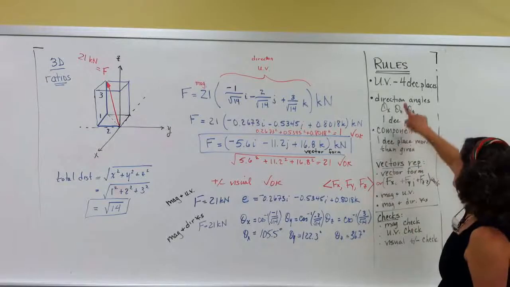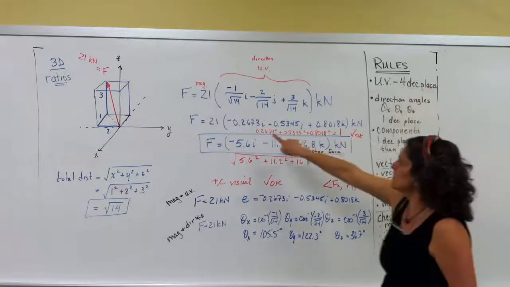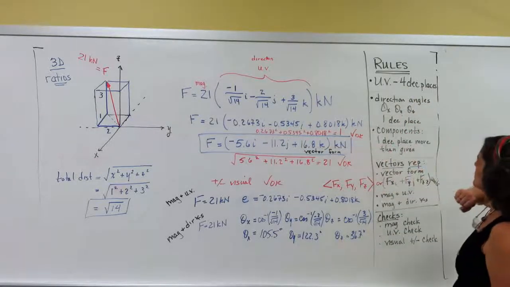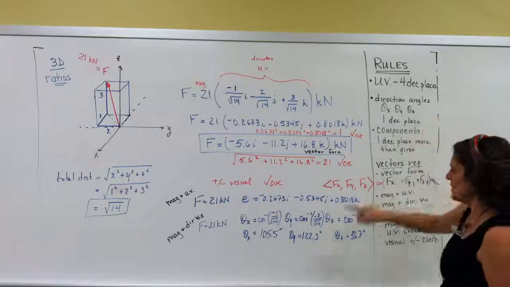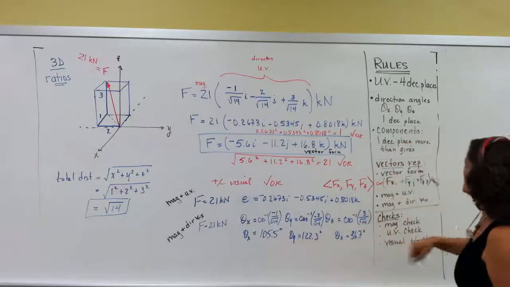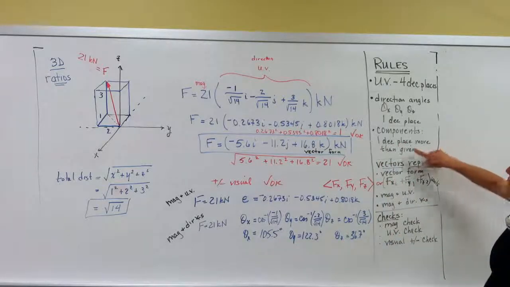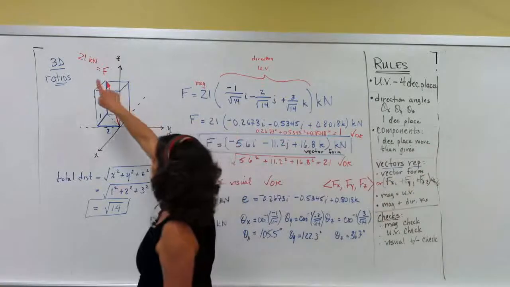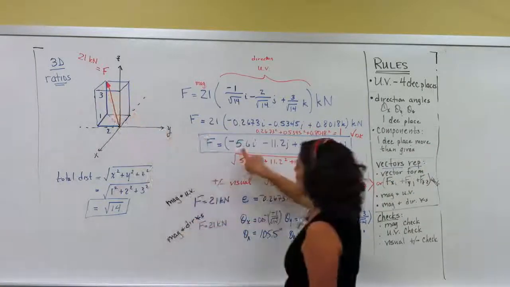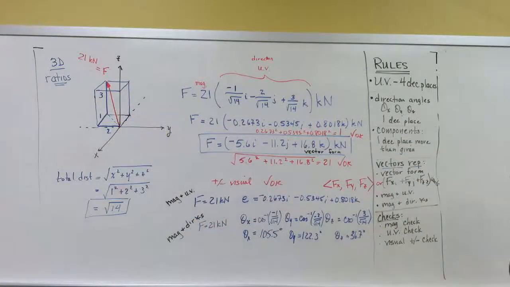Are we following the right rules? Unit vector is 4 decimal places. Have it listed as 4 decimal places. Direction angles, 1 decimal place. 1, 2, 3. Components, 1 decimal place more than given. We were given as 21 kilonewtons, no decimal place. Our value is represented to 1 decimal place.